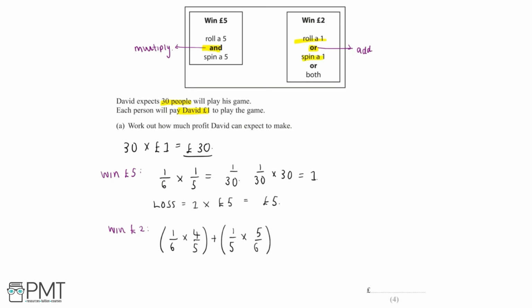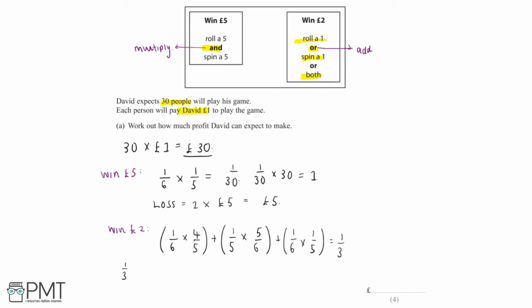Now we need to add the probability of both. And so the probability of rolling a 1 and spinning a 1 at the same time is, just as we did before, 1 over 6 multiplied by 1 over 5. And so when we simplify this equation, we have 1 over 6 multiplied by 4 over 5, plus 1 over 5 multiplied by 5 over 6, plus 1 over 6 multiplied by 1 over 5, we will get an answer of 1 over 3. And so we can see that a third of players win £2.